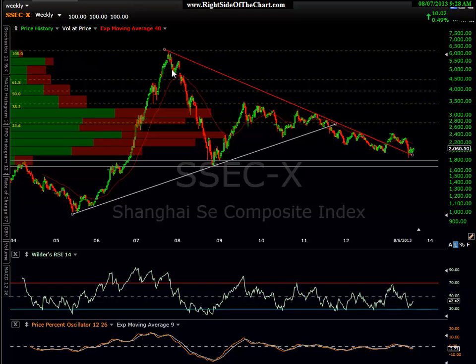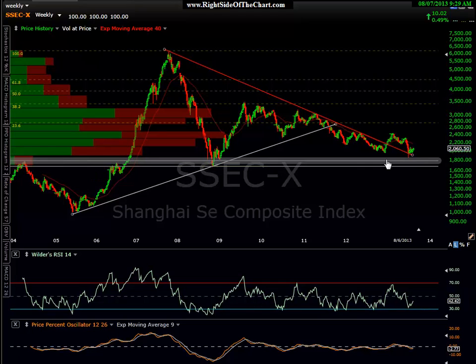So a weekly chart on the SSEC, the Shanghai Composite. We had this bear market downtrend line, the red downtrend line that defined the bear market all the way since the highs back in 2007. We had this breakout and successful backtest. So far successful, we came to backtest that line and have moved up.